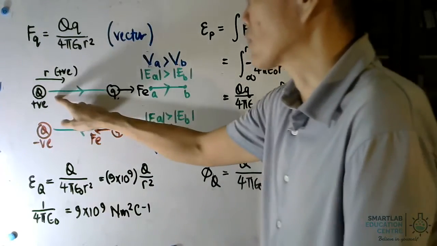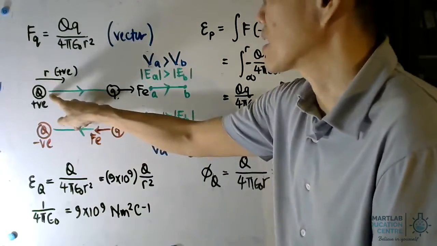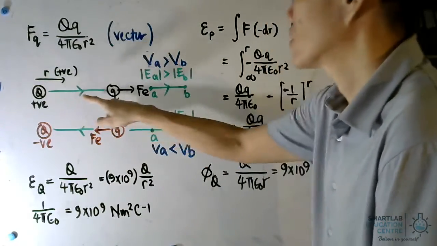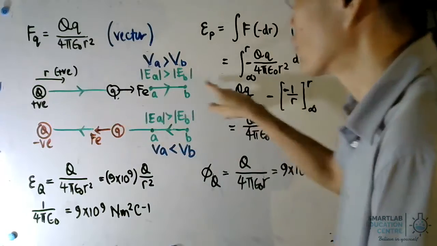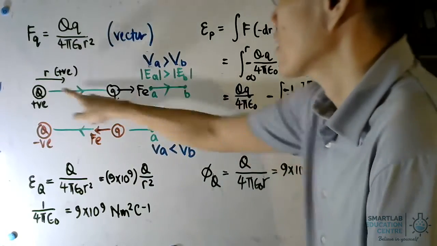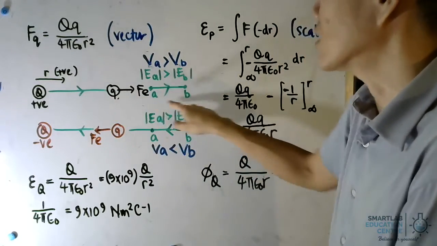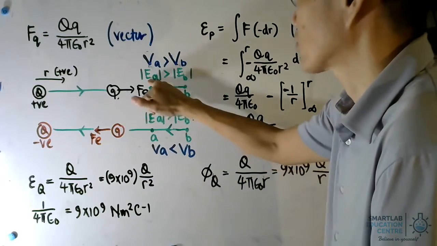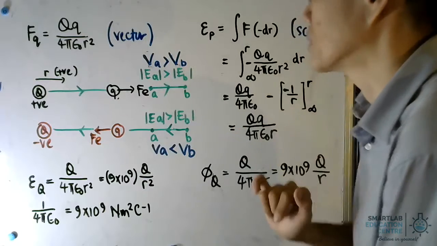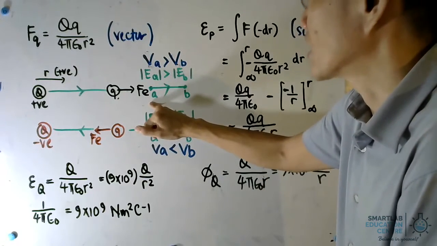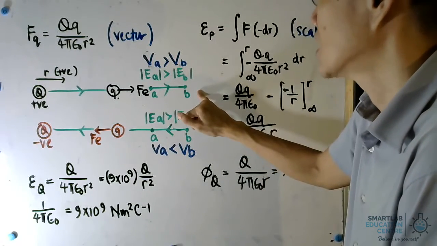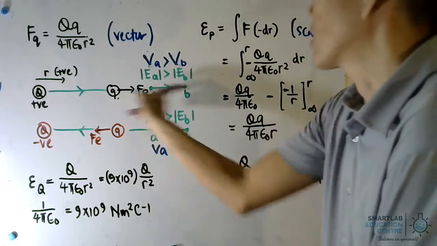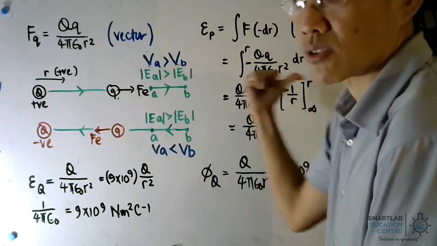Let's take a look at the electric field line when Q is a positive charge. In this case, the electric field line will move away from capital letter Q. We have two points to consider, point A and point B. At point A, the magnitude of the electric field strength is higher than at point B, and the direction is in the direction of the field line.